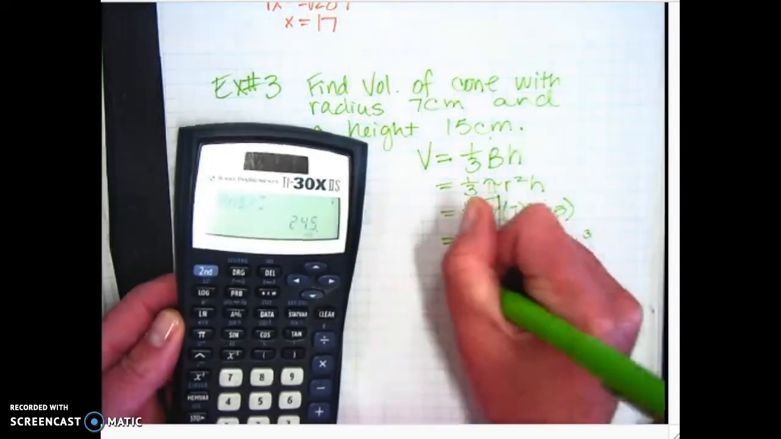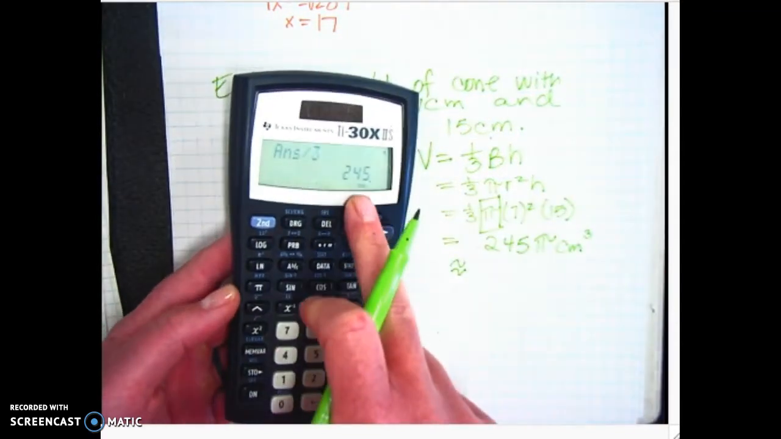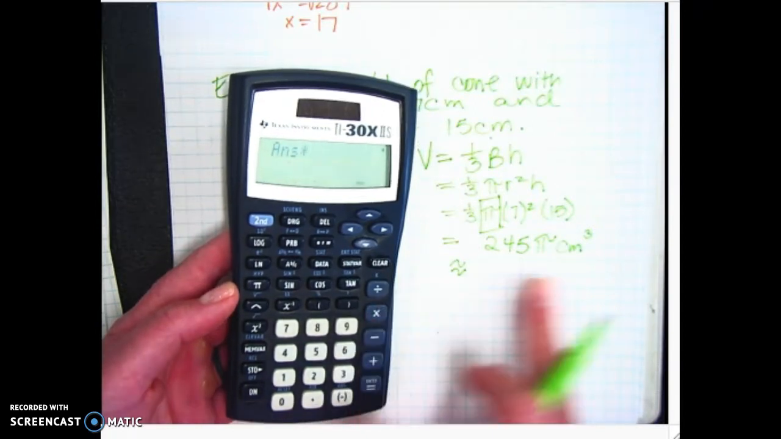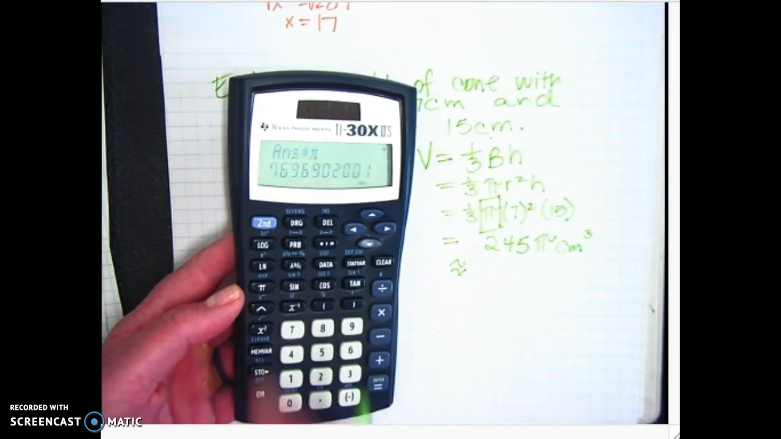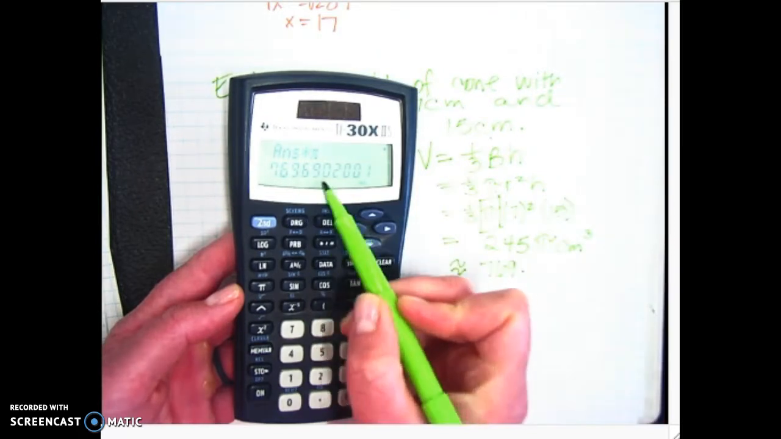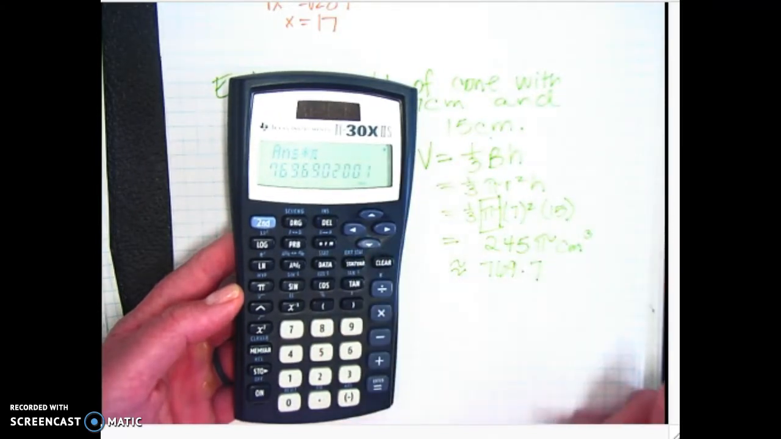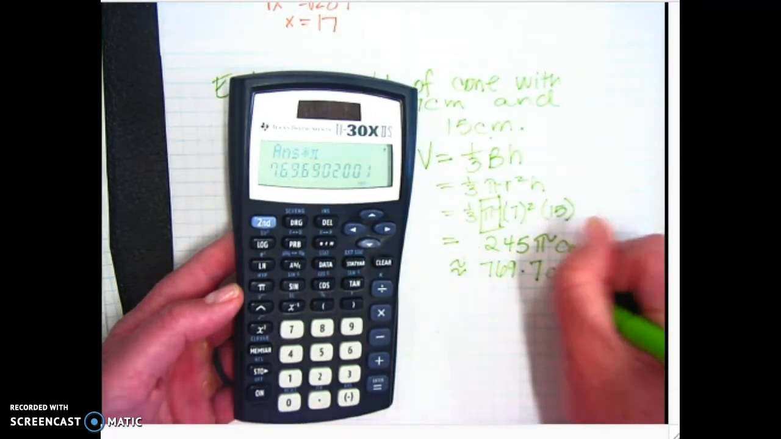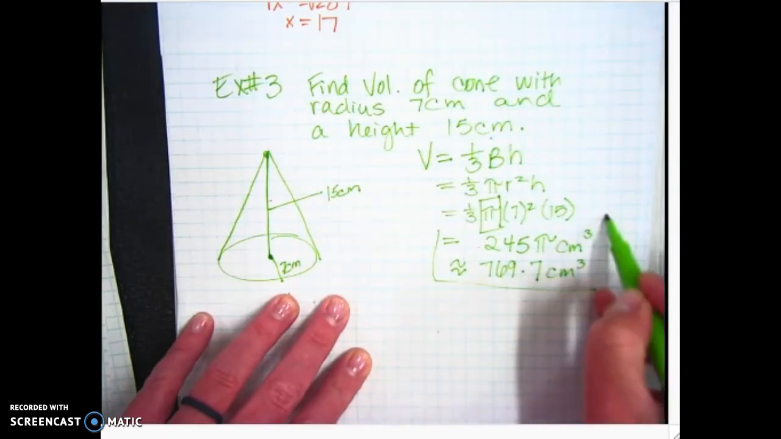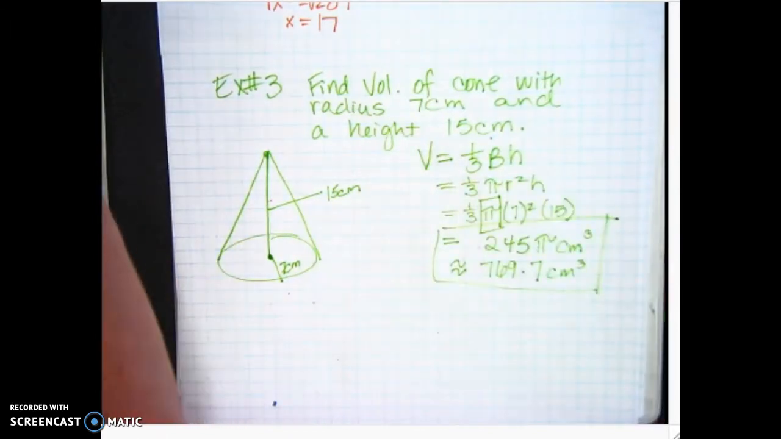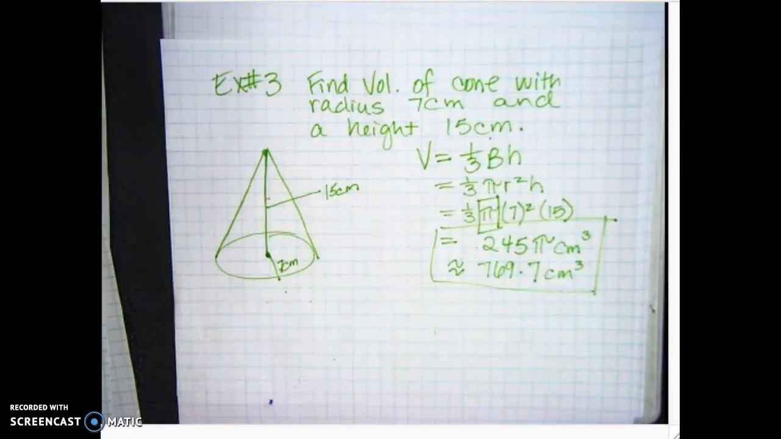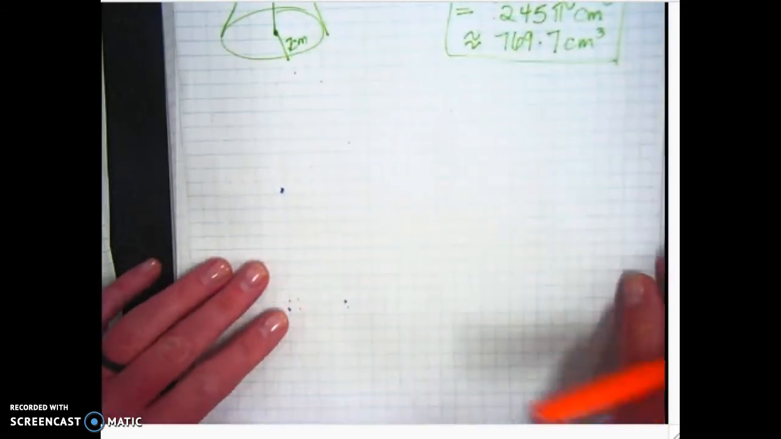Okay? Now for our decimal answer, we're just going to leave that 245 in there. Don't clear it. Just hit times the pi button, hit the equal sign, and it's 769.6, but there's a 9 next to it, so it's going to round up to a 7 and then become centimeters cubed. And there are your two answers. Any questions on example number 3? All right, one more.